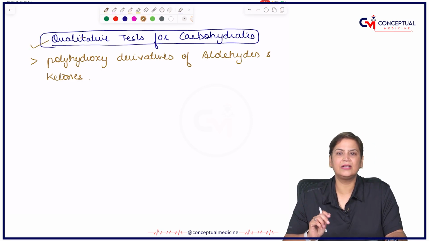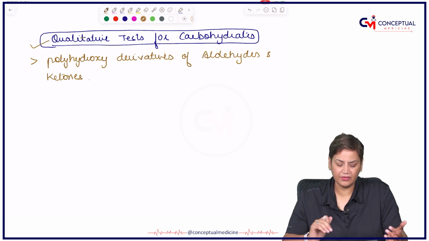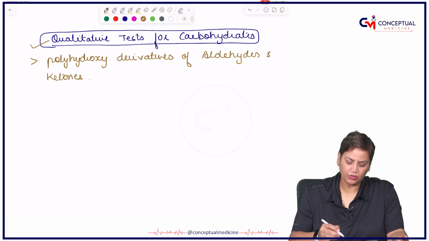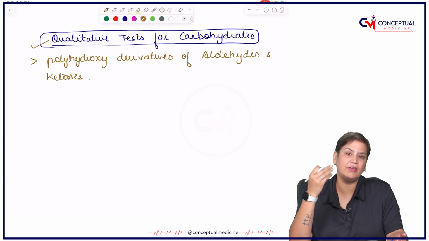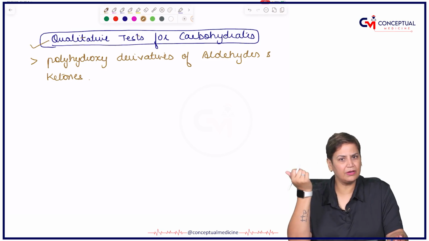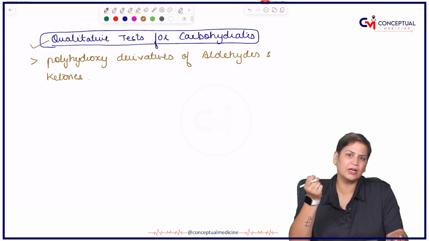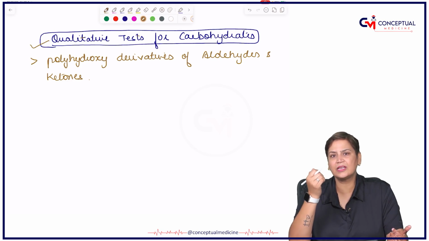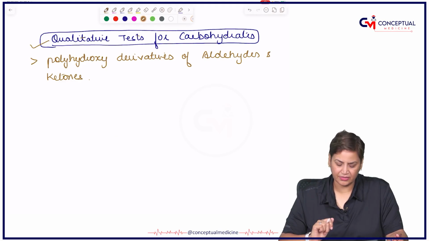Qualitative means that just by seeing the color of the solution, we can say that carbohydrate is present in it. This is a very important topic. Basically, if a sample is given to you, you have to first find out whether it consists of a carbohydrate or not. It can be a protein, it can be a fat. So first of all, we have to go for a confirmatory test for a carbohydrate, and once it is confirmed, then we can proceed for the further practicals, right?